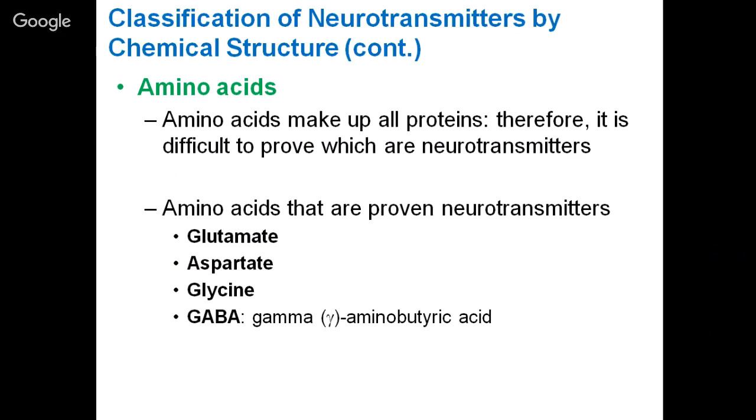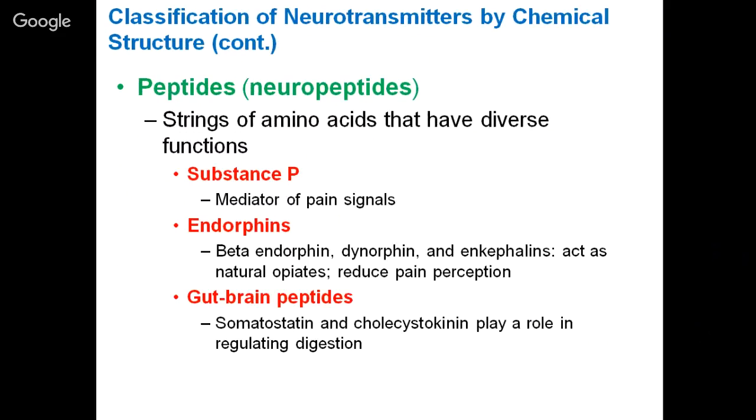The other category would be amino acids. Amino acids make up all proteins, as we learned at the very beginning. Therefore, it's difficult to prove which are neurotransmitters. But the ones identified so far are glutamate, aspartate, glycine, and GABA, gamma-aminobutyric acid.